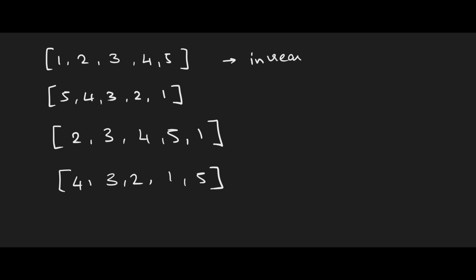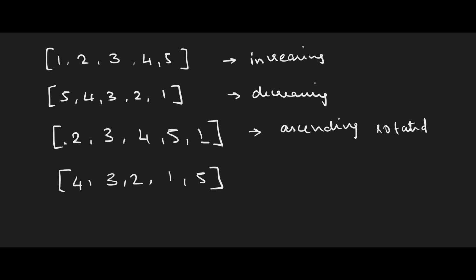The second one is in descending order. Similarly, we can see the third one is in ascending order but it is rotated once. The fourth one is in descending order and rotated once. So how are we going to solve this?